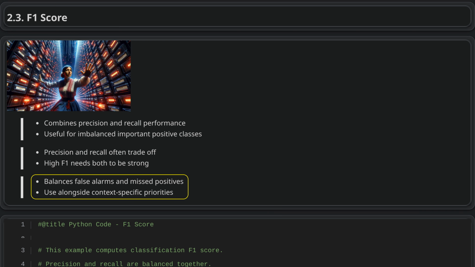The F1 score is useful when both false positives and false negatives matter, such as in fraud detection. False alarms can frustrate customers, while missed fraud can cause financial loss. By combining precision and recall, the F1 score helps analysts think about this trade-off, but it should be used alongside other metrics rather than as the only measure of model performance.